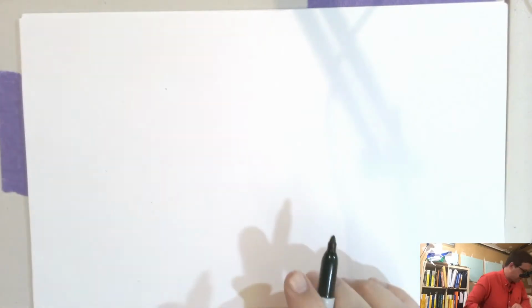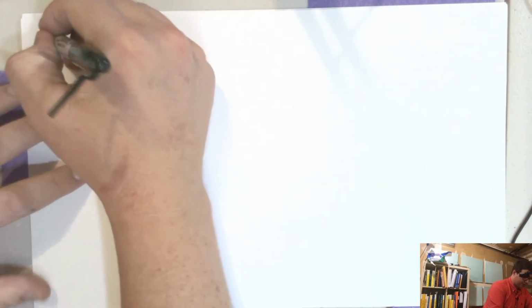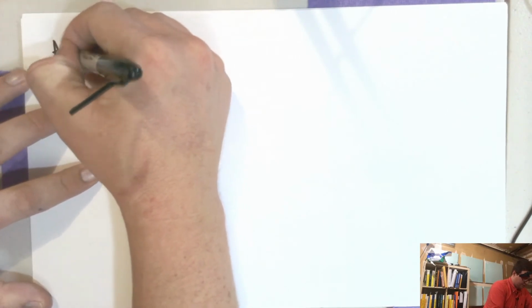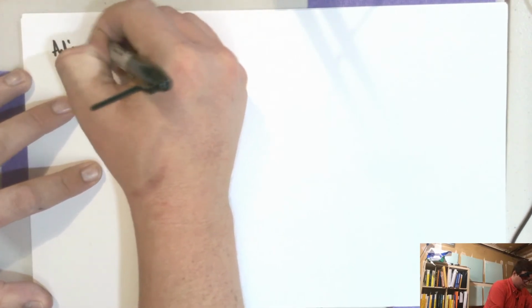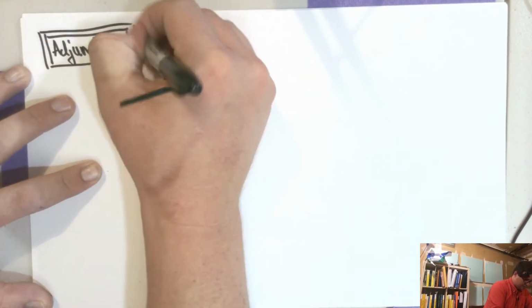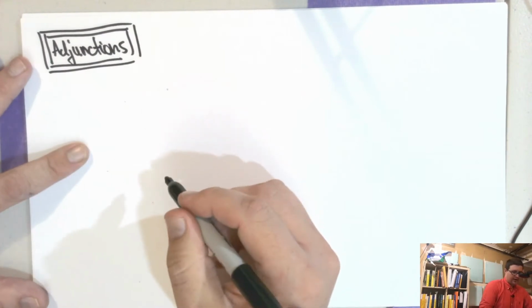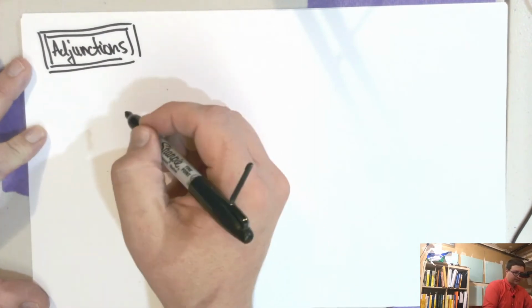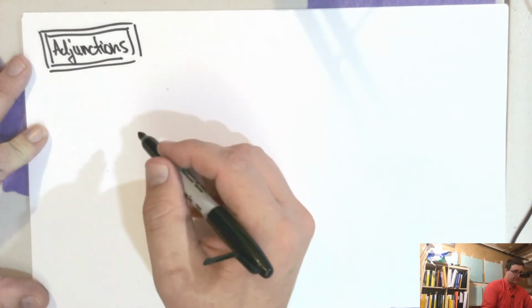Okay, so I owe you a little bit on adjunctions. Now I need to give you the official definition of an adjunction. So, adjunctions. The idea was that we're given two functors, F and G, between two categories.